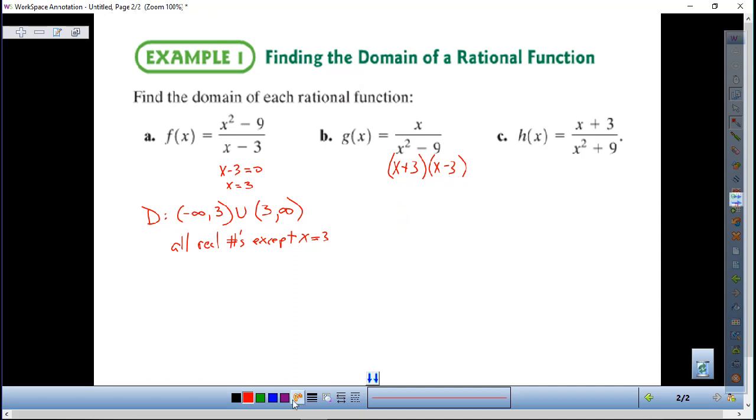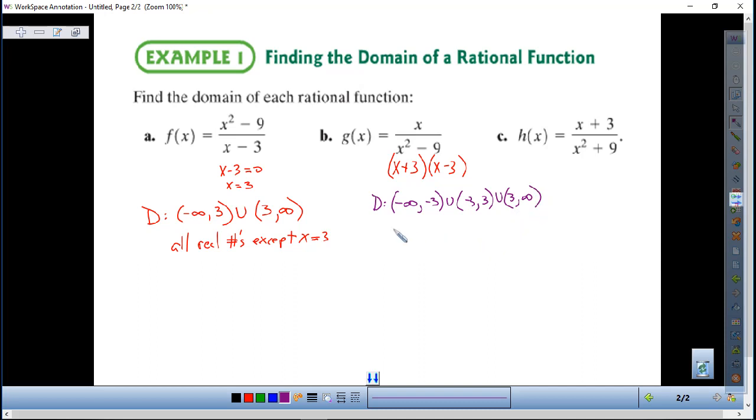So if we wrote this in interval notation, it'd be a little more complicated, but not much. What's our smallest value that we're missing? We're taking out negative 3. So negative infinity up to negative 3, then negative 3 to positive 3, and then positive 3 to infinity.